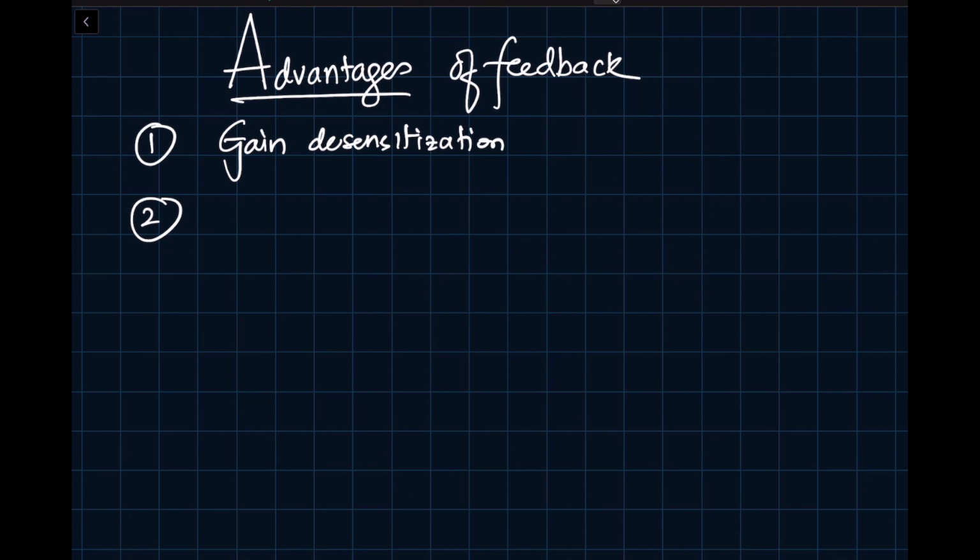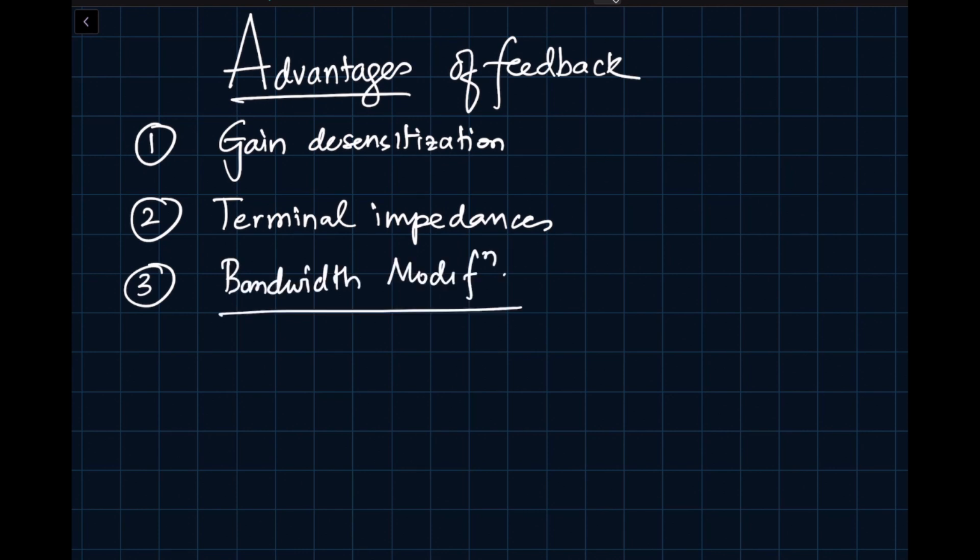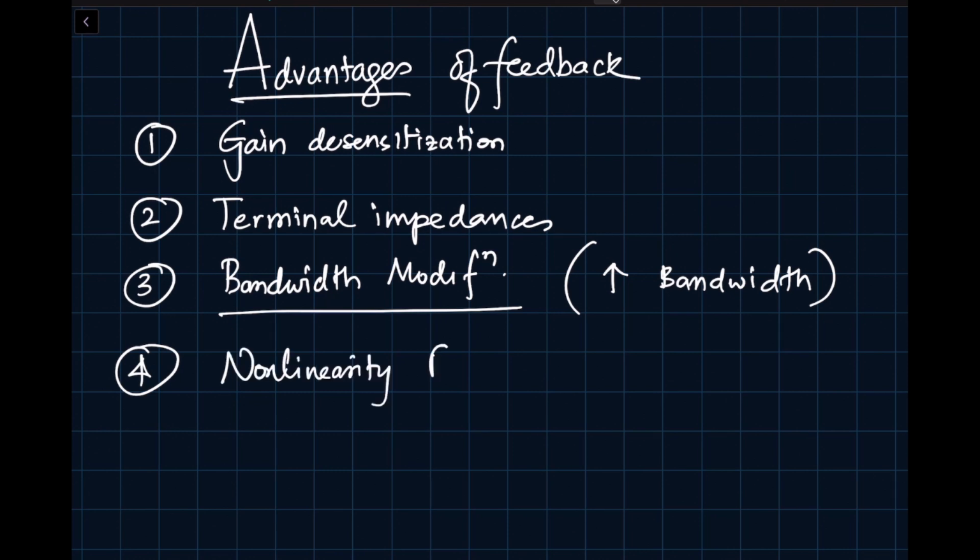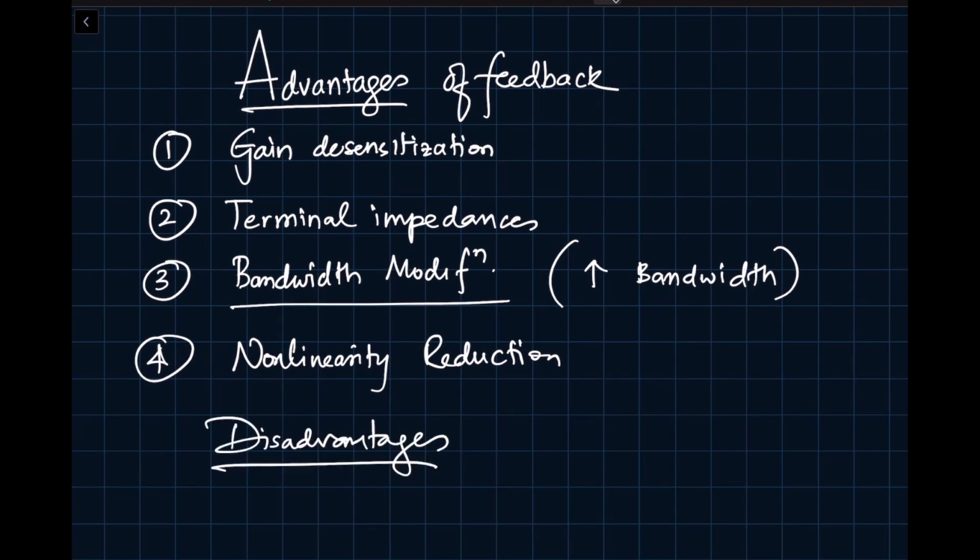The next thing is feedback modifies terminal impedances. Third one is bandwidth modification. Specifically, feedback will improve your bandwidth. And the fourth one is nonlinearity reduction. I'm going to go through each one of these. And the disadvantages of feedback, you should know. There are two of them.